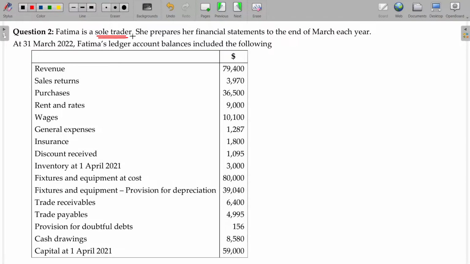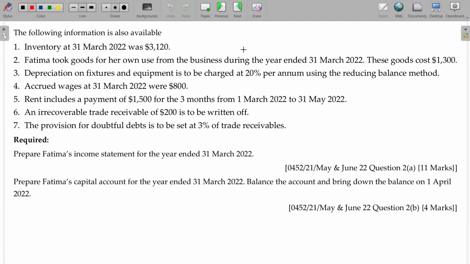Fatima is a sole trader. She prepares her financial statements to the end of March each year. At 31st March 2022, Fatima's ledger account balances included the following. So these are the items given there. And we have been given the adjustments also in this illustration, so we have to incorporate these adjustments while preparing the income statement. Requirement: prepare Fatima's income statement, and prepare Fatima's capital account and bring the balance of the account down. For the income statement, 11 marks. For the capital account, 4 marks.